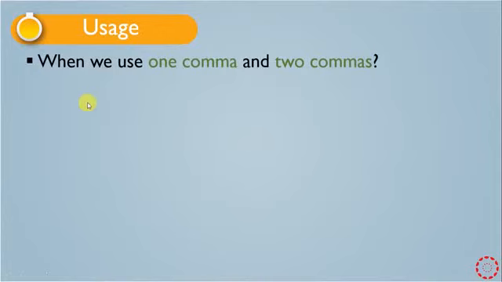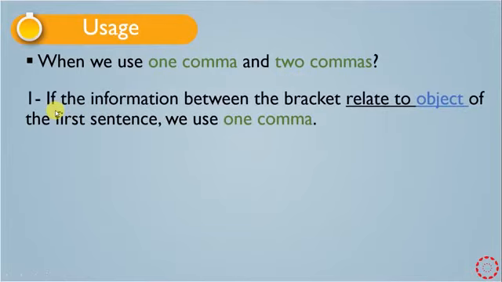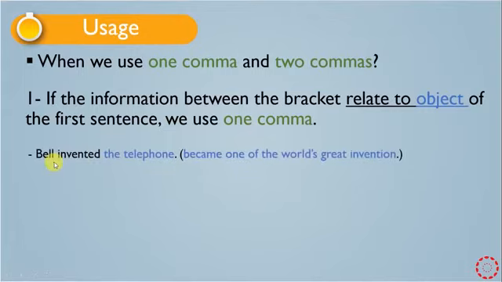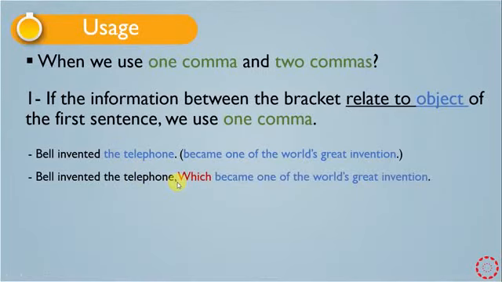There's an important question here that we have to answer. When do we use 1 comma and when do we use 2 commas? The first case: if the information between the commas is related to the object of the first sentence, we use 1 comma. Look at this example. Bell invented the telephone. The telephone here is an object. And the extra information that we have here, became one of the world's great inventions, is related to the object of the first sentence, which is the telephone. That's why we use 1 comma in this sentence.